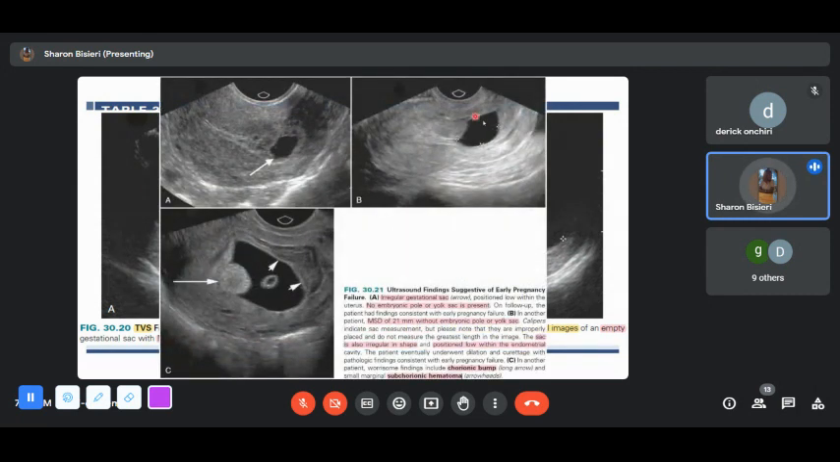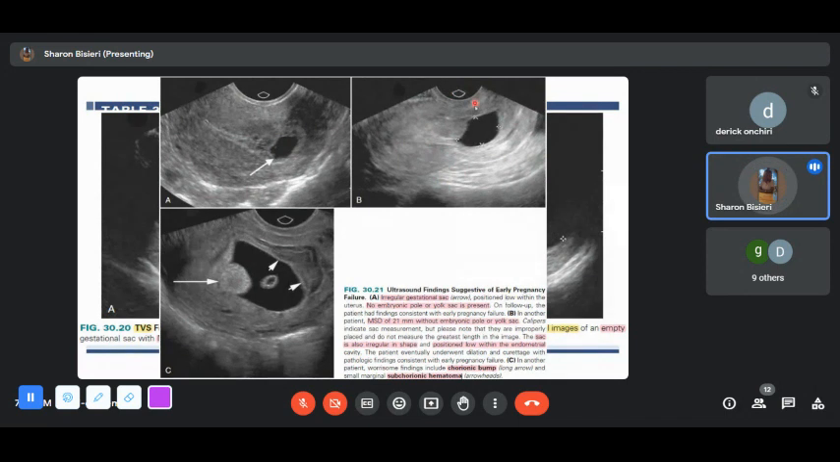In this next set of images, image A is a transvaginal ultrasound, and it's showing a sagittal cut through the uterus. Here we can appreciate the anterior wall, fundus, and the posterior wall with the echogenic endometrium. And then low lying within it, we have our gestational sac, which has irregular margins, and it doesn't have any embryonic pole within it. That's the same with image B.